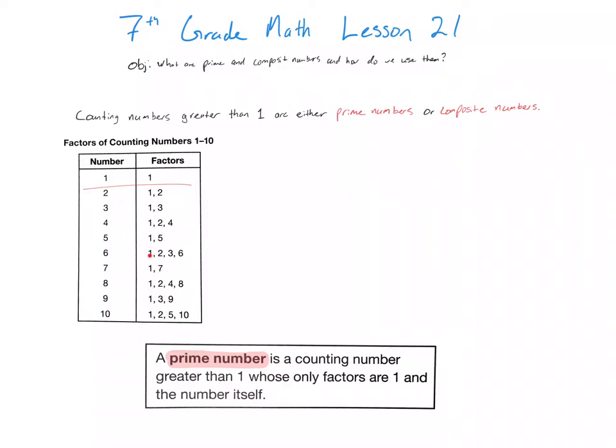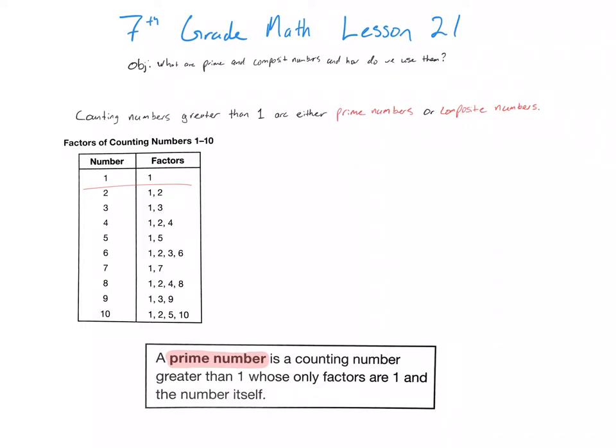5 is 1 times 5. 6 has the factors 1 and 2 and 3 and 6, right? 1 and 6, or 2 and 3, will give you that. 1 and 7 gives you 7. 1 and 8, or 2 and 4, gives you 8. 1 and 9, or 3 times 3, gives you 9. 1 and 10, or 2 and 5, gives you 10. So these are what we call the factors, because I can use these to multiply together to give me these numbers.